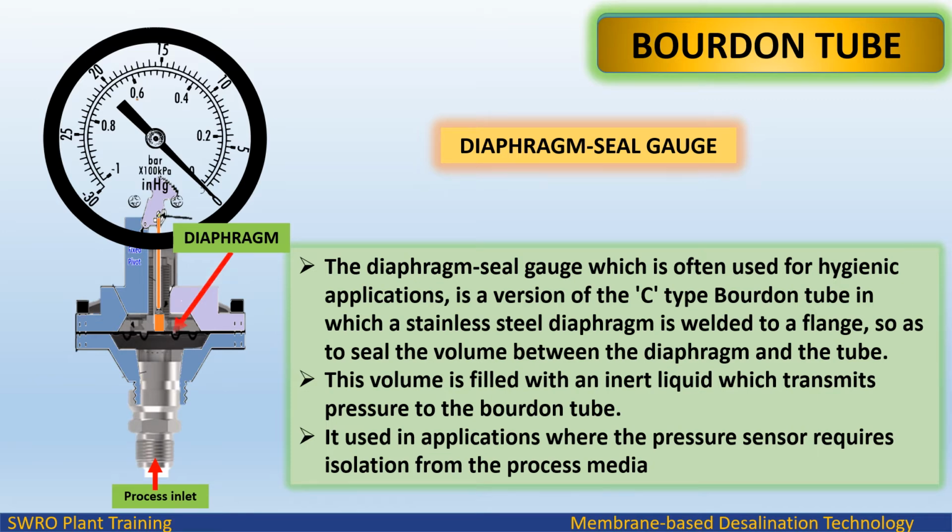Diaphragm seal gauge. The diaphragm seal gauge, which is often used for hygienic applications, is a version of the C-type Bourdon tube in which a stainless steel diaphragm is welded to a flange, so as to seal the volume between the diaphragm and the tube. This volume is filled with an inert liquid which transmits pressure to the Bourdon tube. It is used in applications where the pressure sensor requires isolation from the process media.